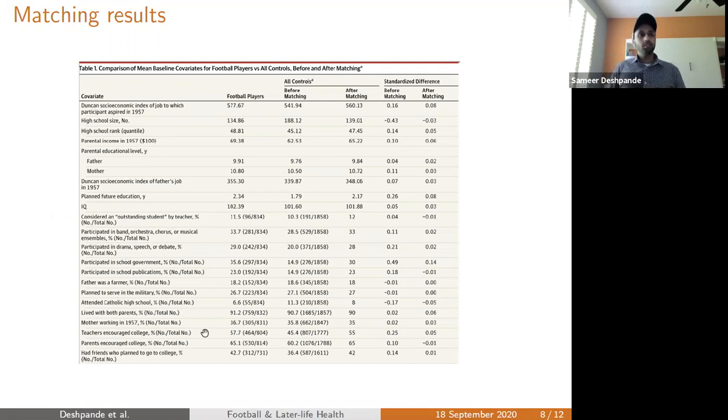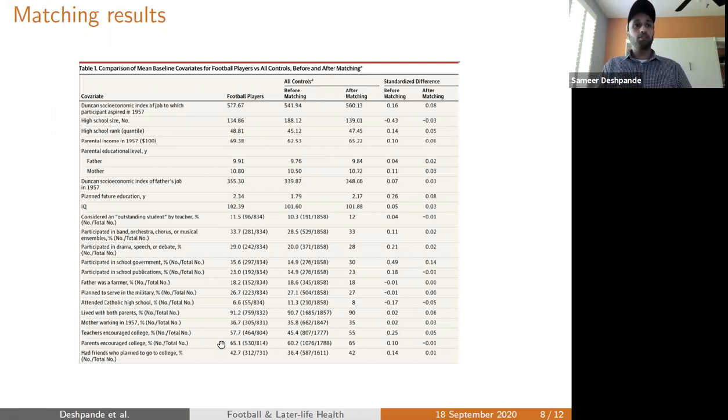And I think this teachers encouraged college is actually a pretty important confounder, especially when we're thinking about cognitive outcomes later in life. And the reason for that is there are many studies that show that people who went to college have sort of better cognitive outcomes later in life. But if you receive encouragement to go to college, that might encourage you to play sports, because maybe that's how some people think their path to college will go. And so it's important to make sure that the two groups are balanced with respect to this.